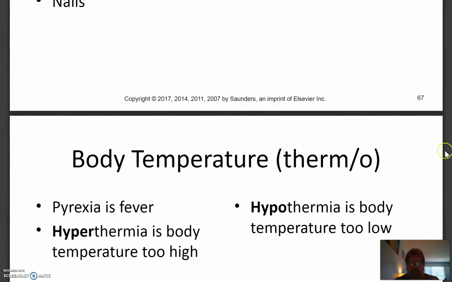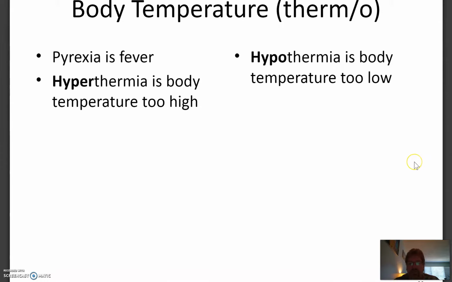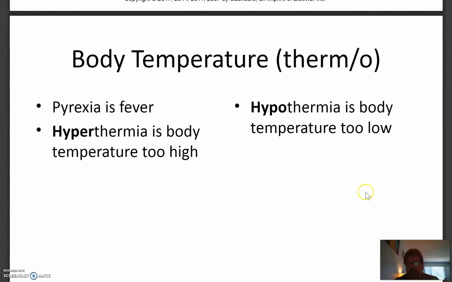And they play a big role in this. Body temperature. Normal temperature of adults, 98.6 degrees Fahrenheit. If it varies by 10 degrees or so in either way, you are in very bad shape and will die. Pyrexia is the word for a fever. You need to know that.